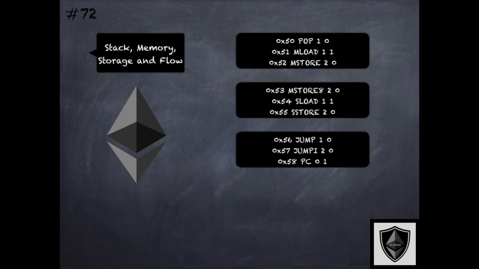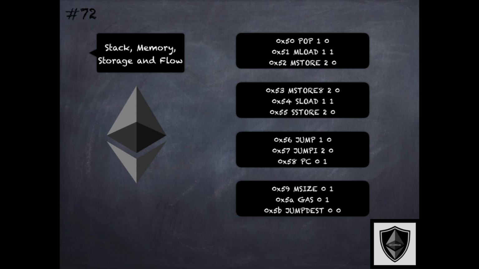We then have a set of instructions that affect the control flow. These are the jump that jumps to a specific location. We have a conditional jump that conditionally jumps depending on the value specified. We have a program counter instruction that gives you the value of the program counter. We have the msize instruction that gives the size of active memory in bytes as of this instruction. We have the gas instruction that gives the amount of available gas as of this instruction.